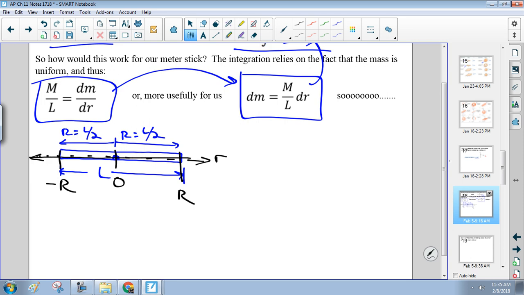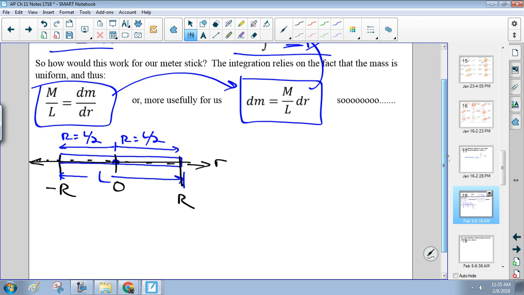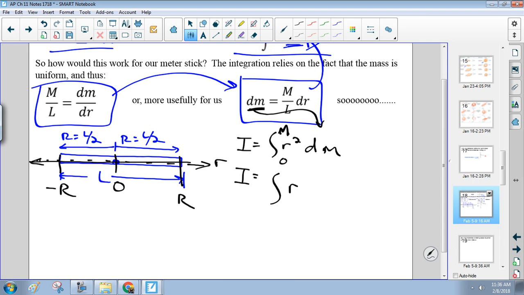So what we want to do is integrate this. Rotational inertia is the integral of r squared with respect to mass. I'm going to do a change of variable. What would I be integrating between? Between 0 mass and all of the mass, where capital M is the mass of the whole meter stick and lowercase m is the mass variable. I'm going to do this substitution and replace dm here. So this becomes the integral of r squared times M over L dr.